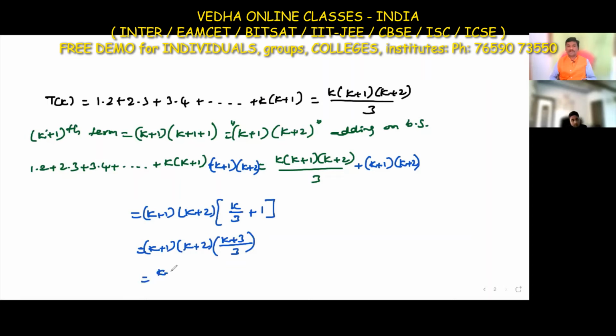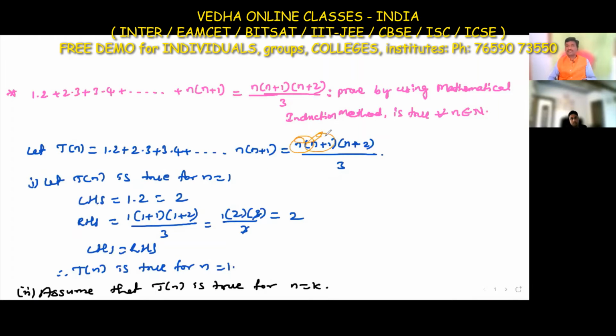Okay, to get the required form, I am writing k plus 1, and k plus 2 as k plus 1 plus 1, k plus 3 as k plus 1 plus 2, whole divided by 3. Observe carefully. In place of n, are we getting k plus 1 or not? So this is n plus 1, n plus 2 divided by 3.